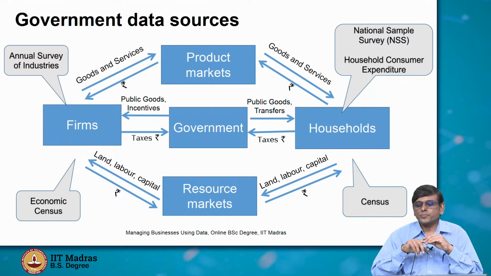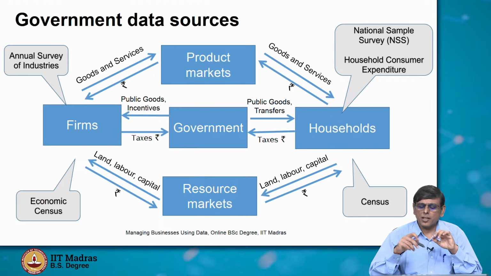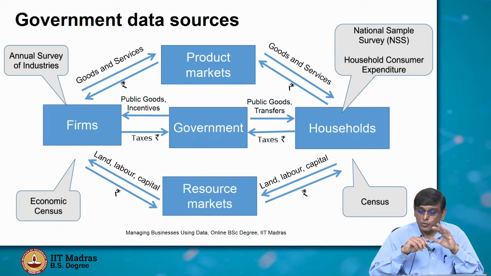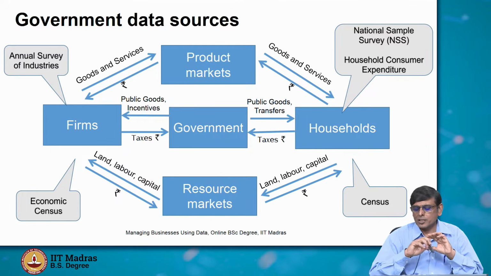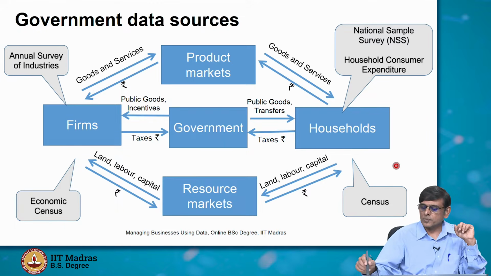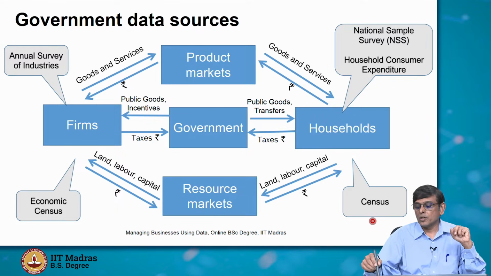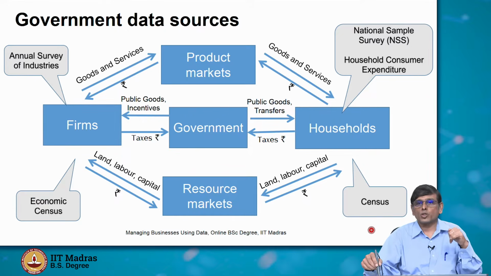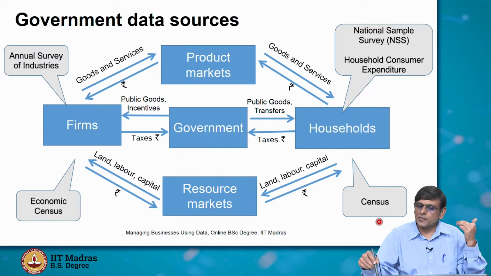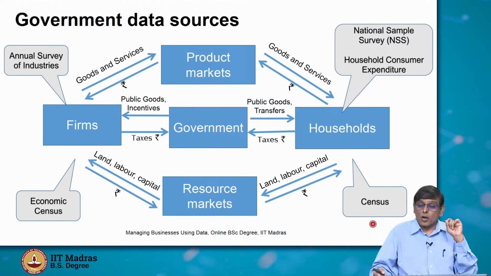The first: there are some sources of data that the government provides which are infrequent, which come once, like in the case of the census, which comes once in 10 years. The last census was in 2011. In fact, the 2021 census could not be held because of COVID. But we have been having one census every 10 years ever since the 1950s, and the census basically is comprehensive.